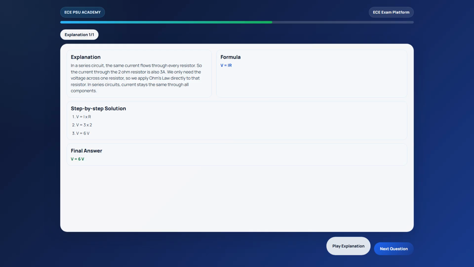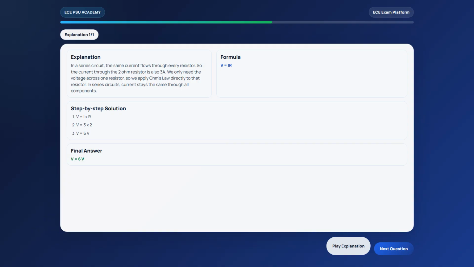In a series circuit, the same current flows through every resistor. So the current through the 2 ohm resistor is also 3A. We only need the voltage across one resistor, so we apply Ohm's law directly to that resistor. In series circuits, current stays the same through all components. Voltage V equals current I times resistance R.